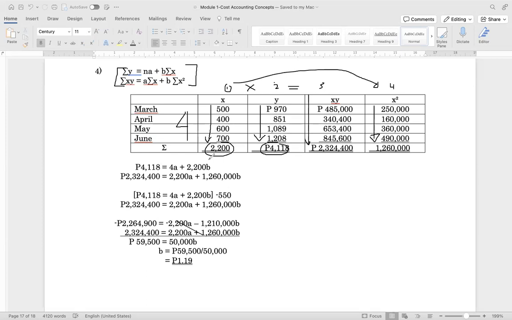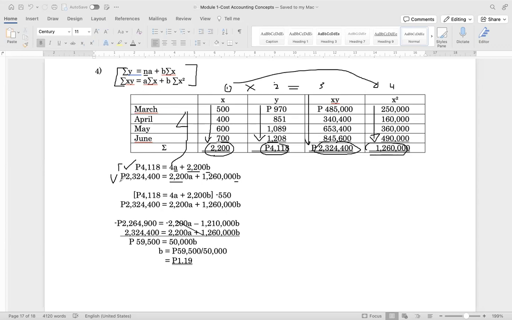So in the first formula, the summation of Y is 4,118, equals na, where n is the number of samples, 4 samples, and a is the fixed cost, plus b times the summation of X, which is 2,200. So we're done with the first formula. The second formula: the summation of XY, 2,324,400, equals the summation of X, 2,200, times a, plus b times the summation of X squared, which is 1,260,000.